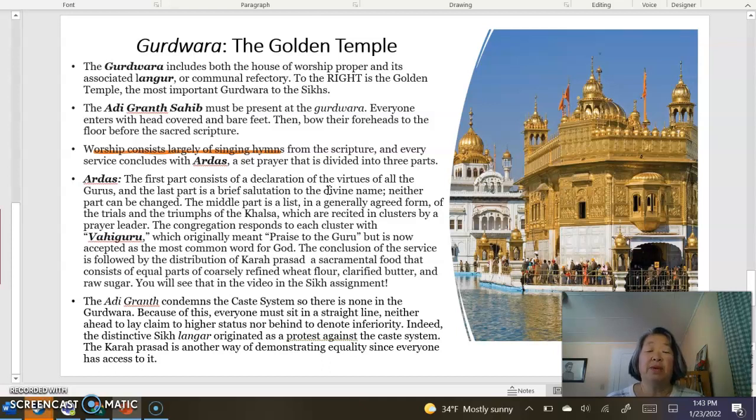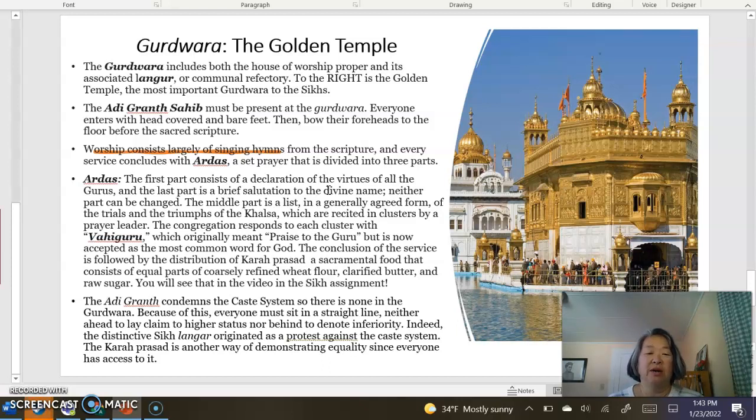The Adi Granth Sahib has to be present at the Gurdwara, and everyone comes into the house of worship with their head covered, with bare feet, and this is out of respect. And then the first thing you do is you place your forehead to the floor before the Adi Granth Sahib. Worship consists of singing hymns from the scripture, obviously a lot of stuff that's dedicated to God and the glory of God and the beauty and the perfection of God, etc. And then you conclude with the Ardas, which is a set of prayers.